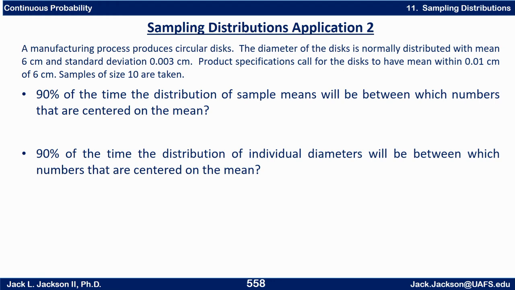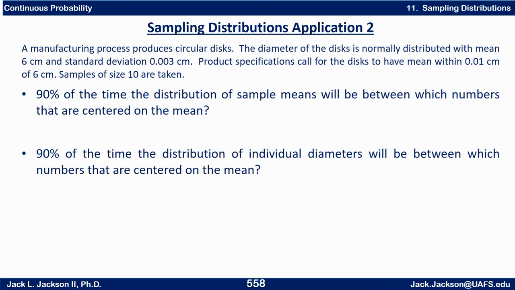90% of the time, the distribution of sample means will be between which numbers that are centered on the mean, and 90% of the time, the distribution of individual diameters will be between which numbers that are centered on the mean. See if you can figure this out.